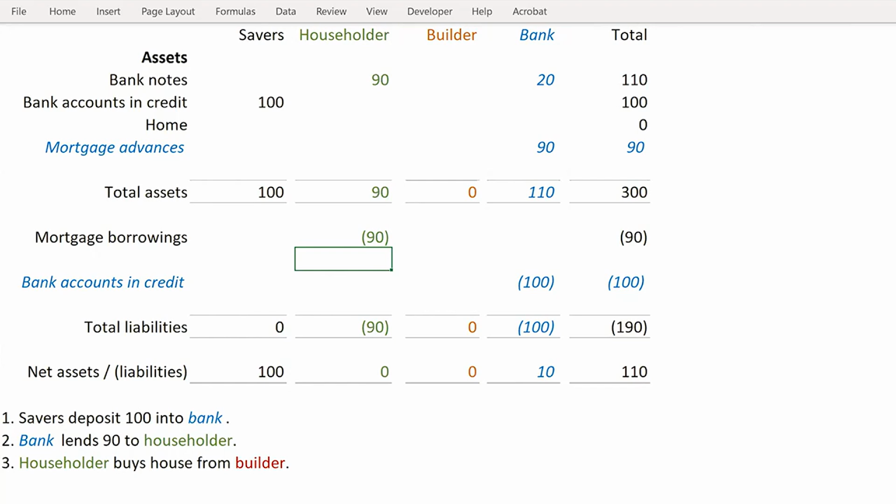Now, the householder buys the house from a builder, let's say. Let's assume this is for cash as well. So the builder's cash goes up by 90. The householder's cash goes down by 90, but the householder gets a house from the builder.